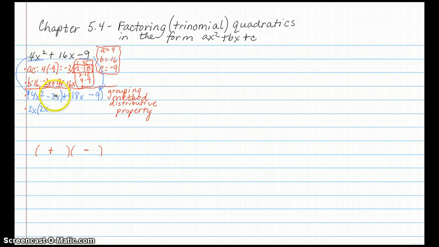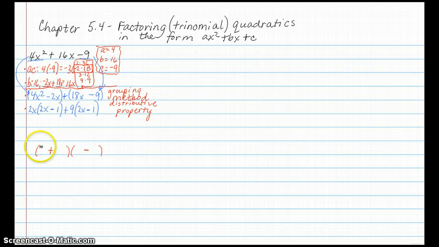And then you say 2x times, put your subtraction down, 2x times what gives me 2x? Well, that's 1. Bring down your plus sign. And then you have 18x and minus 9. You say, what do 18 and 9 have in common? Well, they have a 9, so we factor out the 9. And you say 9 times what is 18x? It's 2x. 9 times, your subtraction, 9 times what gives you 9? Oh, that's 1. So you've done the distributive property.